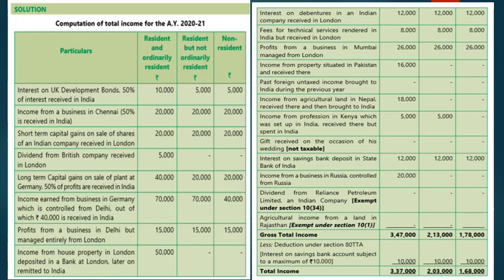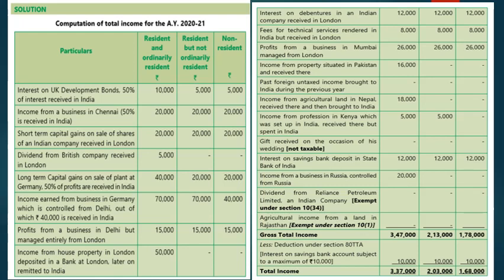From this, everyone will be eligible for a deduction against interest on savings bank account up to 10,000. Actual interest is 12,000, so he will get a deduction of 10,000. So the net taxable income, otherwise total income, is 3,37,000, 2,03,000, and 1,68,000 respectively. So I hope you understood how the residential status affects the computation of total income.